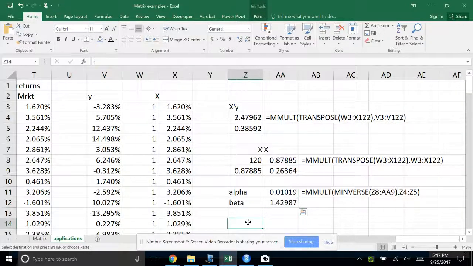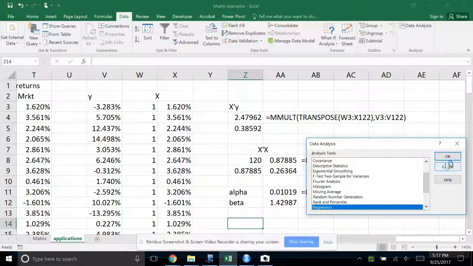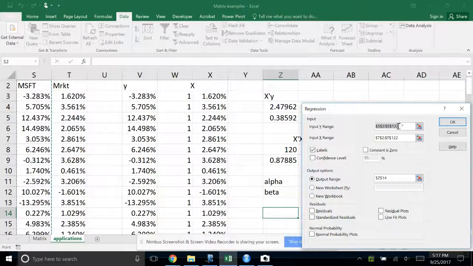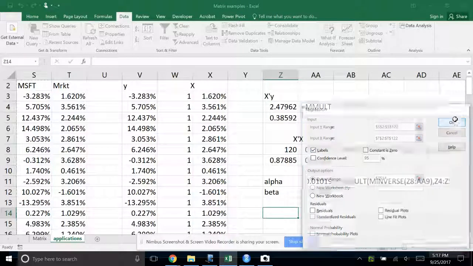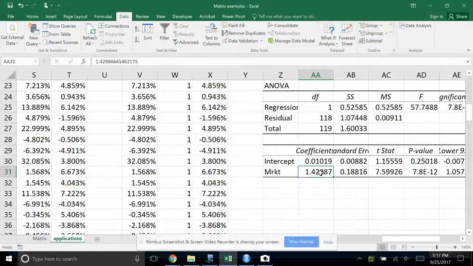And so what I get are my coefficients: an alpha of 0.01 and a market beta of 1.43. And if we look at how this stacks up with data analysis, we run a regression of the market returns against the Microsoft returns. We have a constant in there, boom, bam, and yay, we get the same results. So we use this stuff a lot. It's just not something I'm throwing at you. So that's it, and I'll have another set of series on calculus.